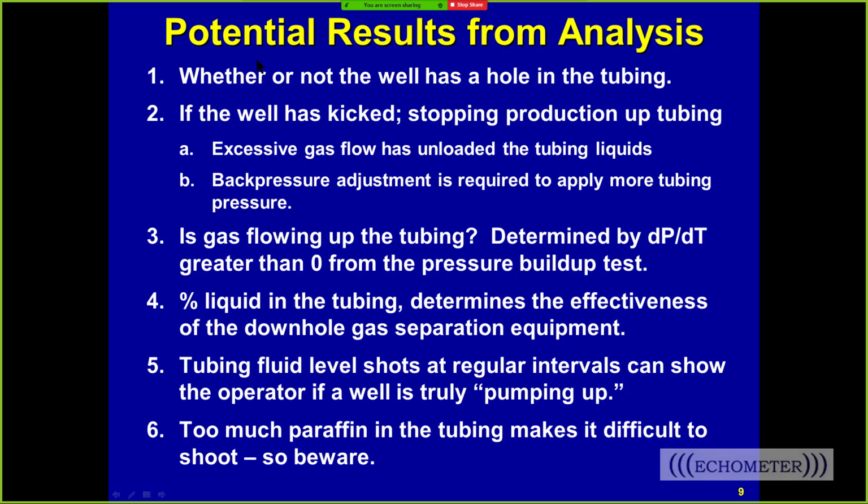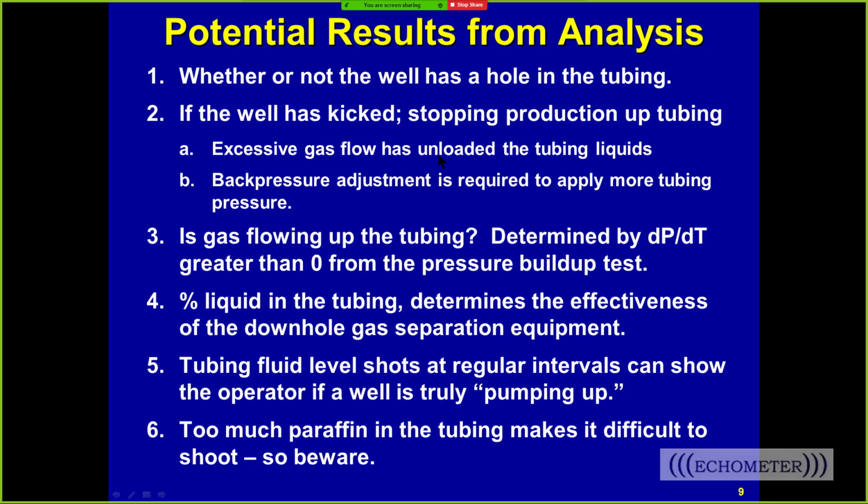What do you get from shooting a fluid level down the tubing? Well, you can find if there's a hole in the tubing. You can see if the well had too much gas pumped up the tubing and the liquid in the tubing is unloaded. And you can see that you need to adjust your back pressure to have higher back pressure on the tubing to prevent gas going through the pump and blowing the liquid out of the tubing.